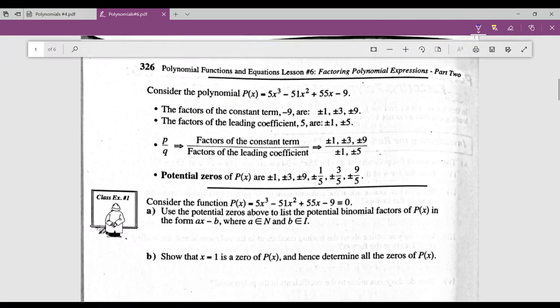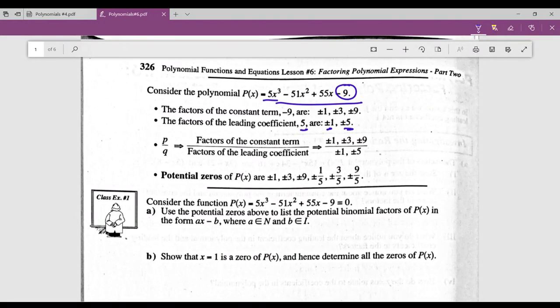So, a standard question. Now they've already done part of this for us, which I don't love, but here's our polynomial: 5x cubed minus 51x squared plus 55x minus 9. So, first thing you do is look for all the factors of the constant term, which are plus minus 1, plus minus 3, plus minus 9. I know there's only one 3 there, because obviously there'd be another 3, because 3 times 3 is 9, but you don't have to list both of them if it's the same number. The factors of the leading coefficient, which is 5, are 1 and 5.